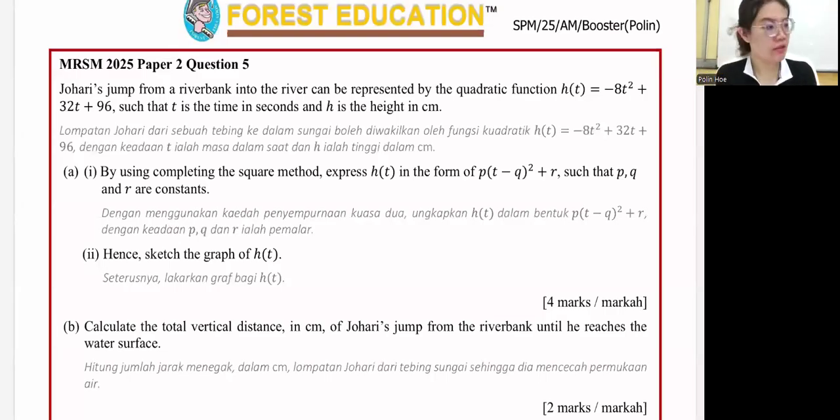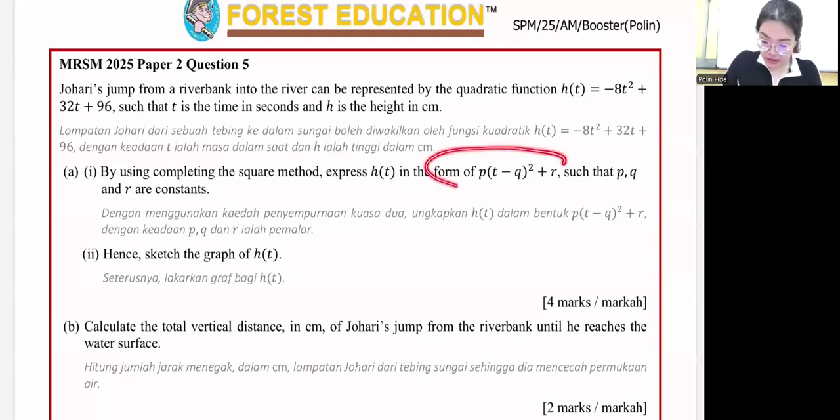The next question, MRSM paper 2. Question 5 is about Form 4 chapter 2 quadratic function. Let's see the question. Zohari's jump from a riverbank into the river can be represented by the quadratic function, such that t is the time and h is the height. By using the completing the square method, express h(t) in this pattern, such that p, q, and r are constants.